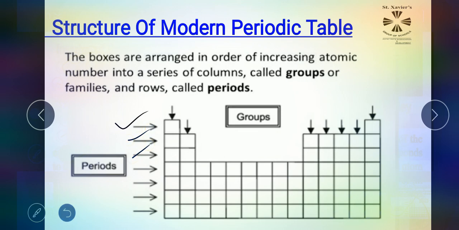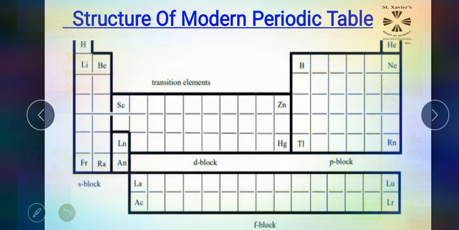1 2 3 4 5 6 7 periods are there, and in the same way 18 groups are there. So horizontal rows are called periods, and a total of 7 periods are there in the modern periodic table. In the same way, vertical columns are called groups, and a total of 18 groups are there. This is about the structure, students. We are learning the structure of the modern periodic table now.